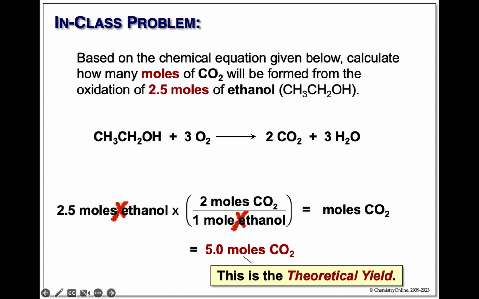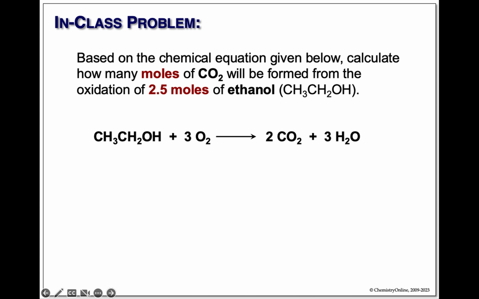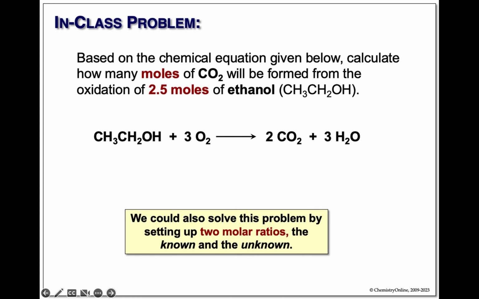Now this is something that you're going to do a bunch of times. And writing everything out like this really works nicely. But there's a shortcut way to do this. And that is to use 2 mole ratios, a known and unknown. Now the known ratio is simply going to come from the stoichiometry. The unknown ratio comes from the problem.